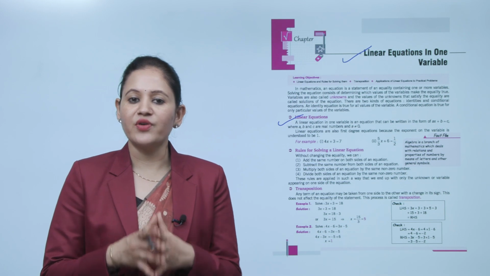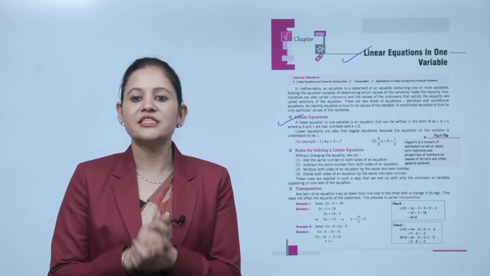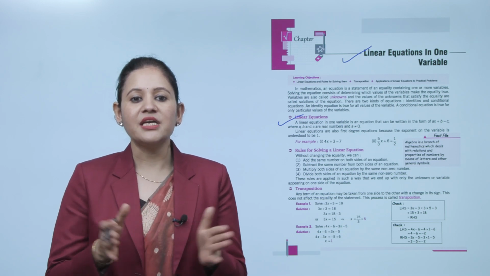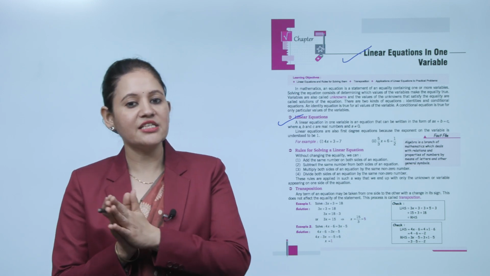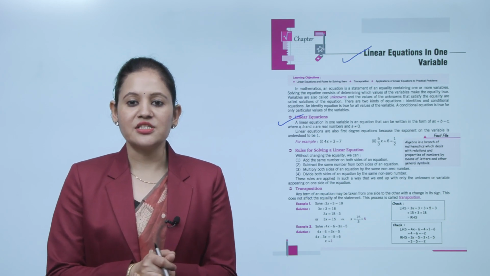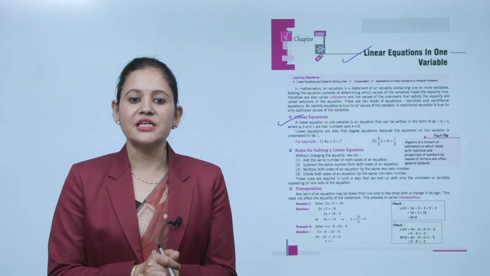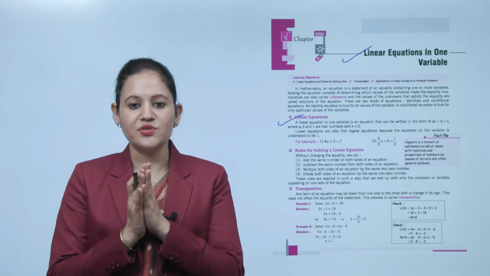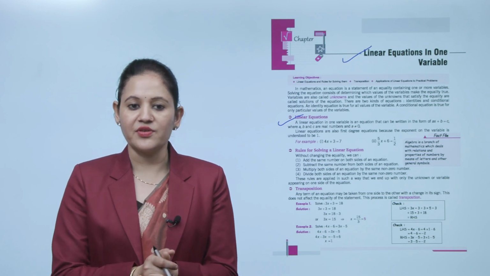A linear equation with one variable is an equation that can be written in the form of ax plus b equals c, where a, b and c are real numbers and a is not equal to 0. Linear equation is also called first degree equation because the exponent on the variable is understood to be 1. For example, 4x plus 3 equals 7. That is a linear equation.